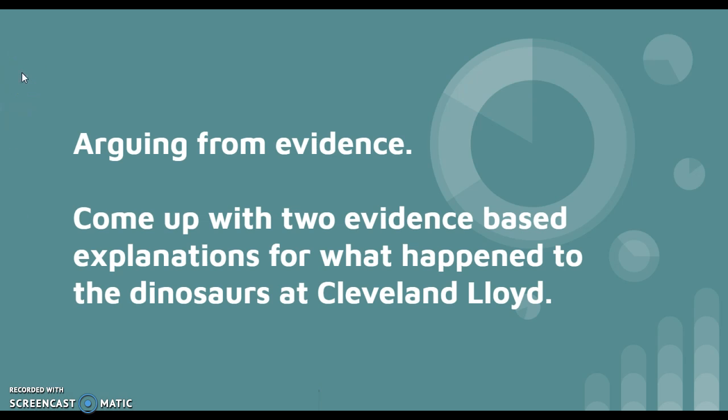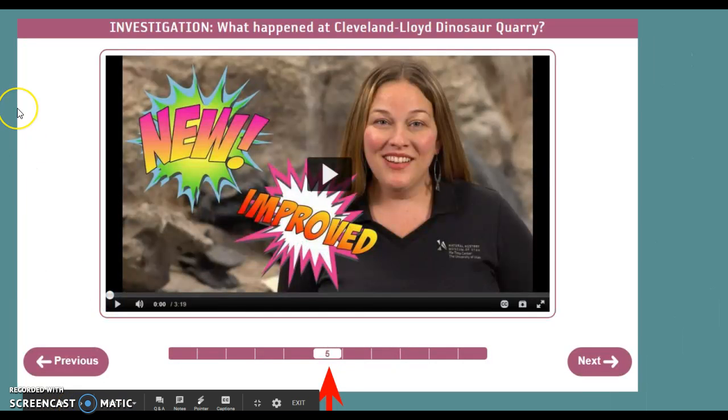Now that you've looked at your evidence and checked that you have the main points from my answer key, you're going to work on creating an argument from evidence. You're going to come up with 2 evidence-based explanations for what happened to the dinosaurs at Cleveland Lloyd. So how did they all die? How did the bones get there? Why are the bones arranged the way they are?